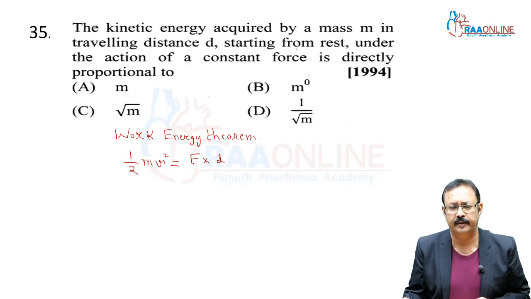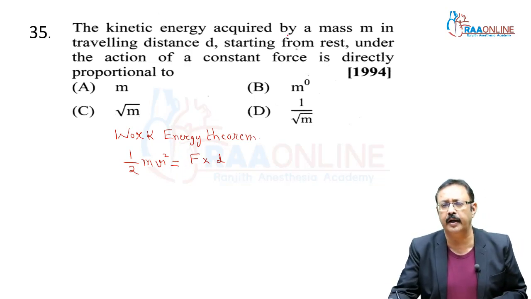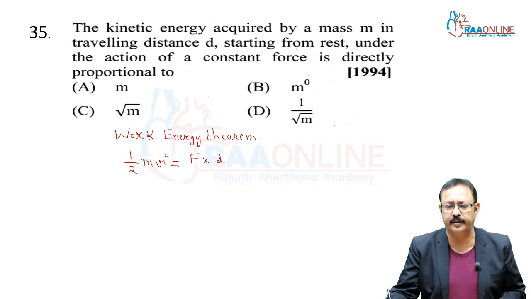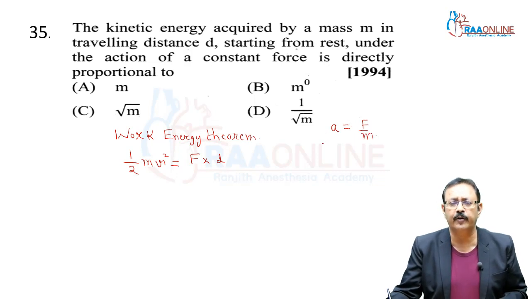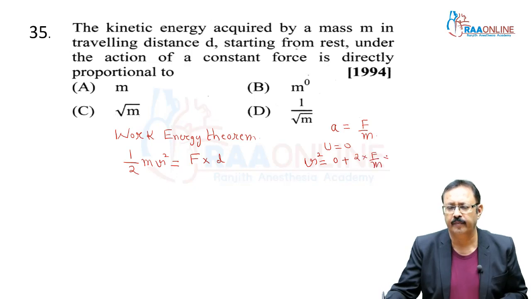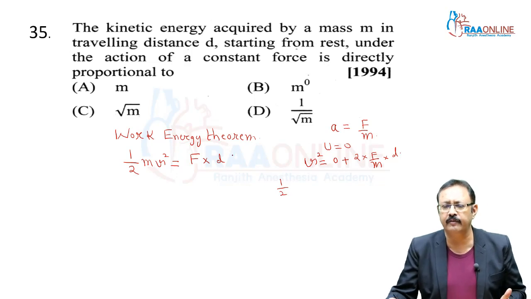Force is constant. The kinetic energy acquired by a mass m traveling a distance d starting from rest under the action of a constant force: so acceleration was constant. What is acceleration? It is F upon m. Starting from rest, u is 0. So what kinetic energy will it acquire? V we can calculate. v is equals to u plus at. Yeah, v square is equals to u square plus 2as. Multiplying both sides by m by 2, same we are getting, that is the work energy theorem.